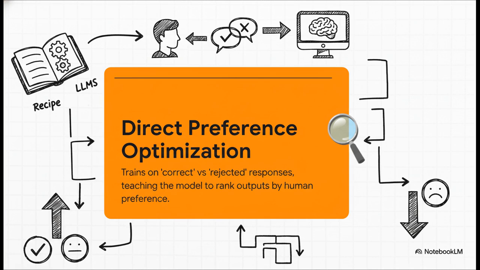You give the model a prompt, but then you show it 2 different answers. One is the chosen response, the one humans like better. The other is the rejected response.